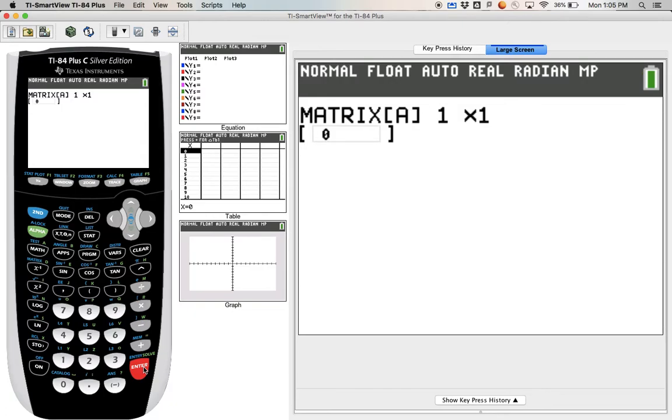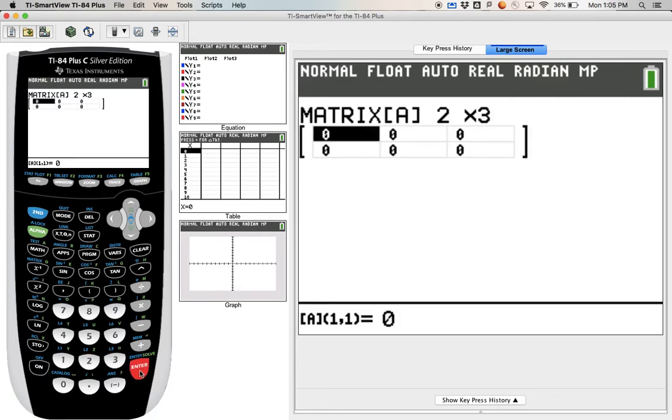You have to tell it the dimensions. So the first one was a 2 by 3. So I'll hit 2, enter, 3, enter. And then you get to put in all of your elements. So we had 4, negative 2, negative 7, 6, 3, 5. Okay, so that's your first matrix.